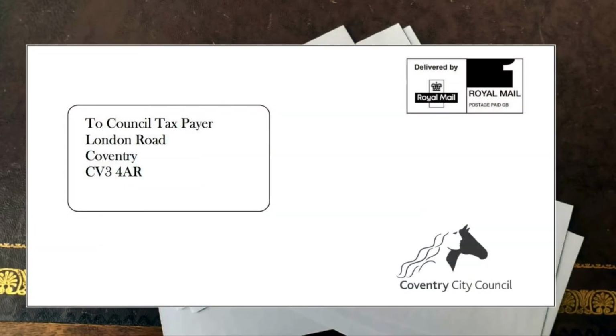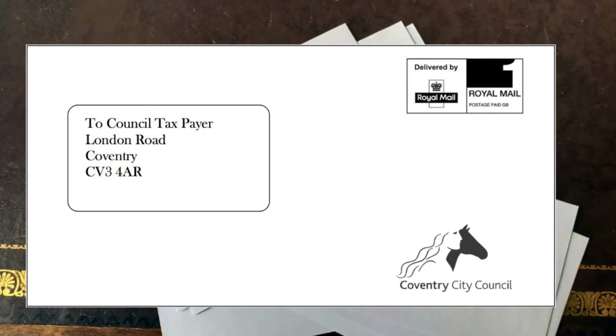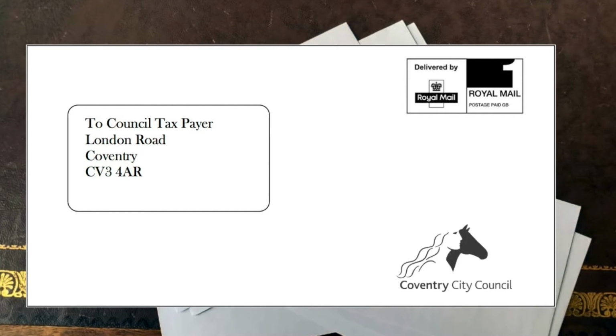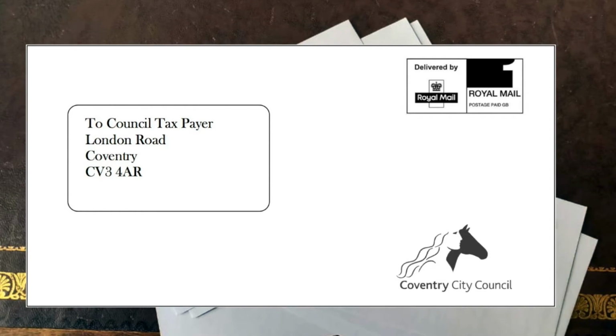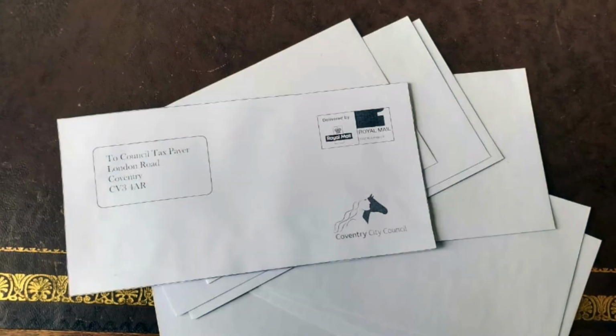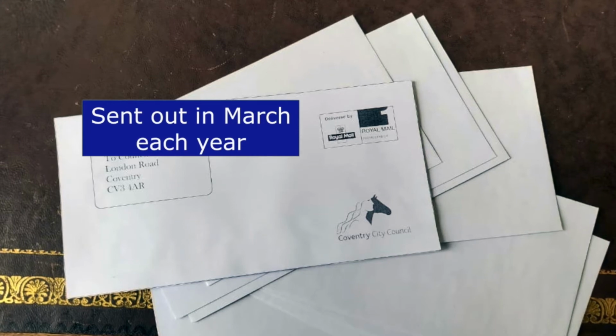Council tax is a bill received each year from the Coventry City Council. It is a tax on domestic properties. The money paid to the council is used to fund local services like libraries and parks, as well as keeping streets clean, police and fire services, and even social care for the elderly, to name a few. These bills are sent out in March each year and can be a worrying prospect to receive.